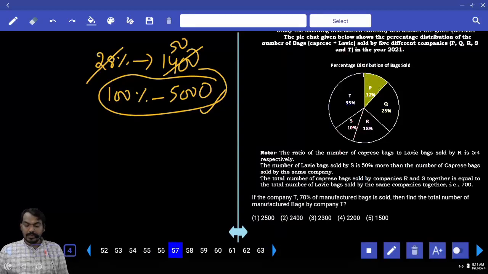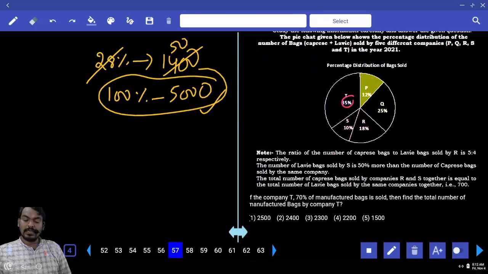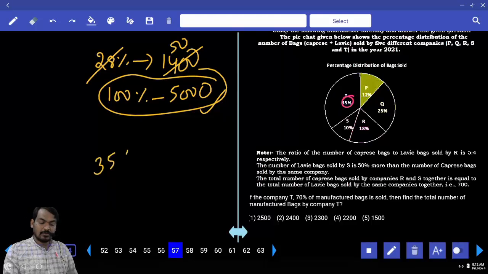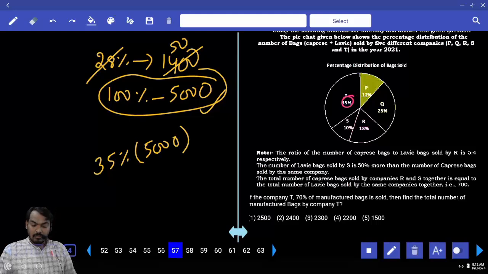Question number 57. If company T sells 70% of its manufactured bags, then find the total number of manufactured bags of company T. What is the company T selling percentage? 35%. 35% are selling, meaning out of the manufactured, how much percent are selling? 35%. 35% of which value? 5000. Okay.